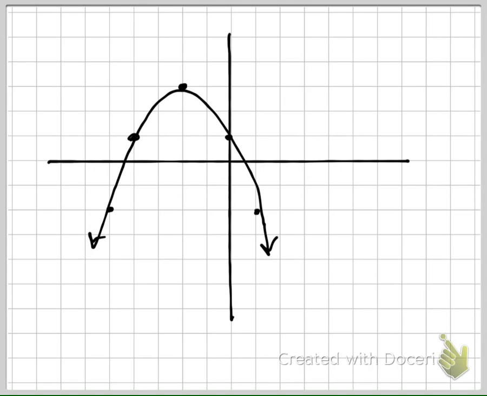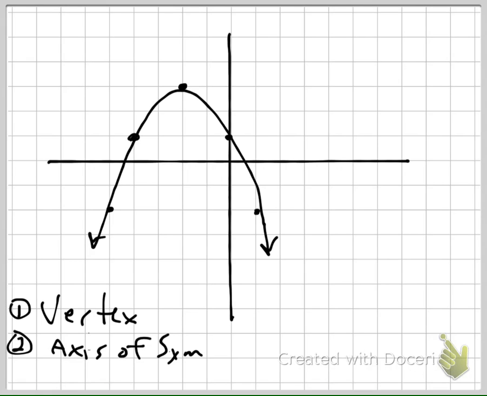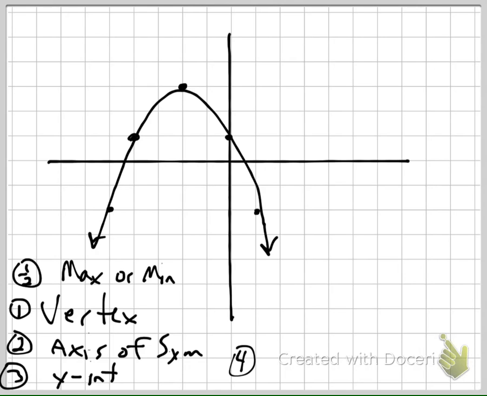Again, I'm not drawing it very well. Here's your little miniature quiz here. I want you to tell me the vertex. I want you to tell me the axis of symmetry. And I want you to tell me the y-intercept. Okay, the 1/2 question is, is there a maximum or a minimum? Oh, and then number 4, I want you to tell me the domain. And number 5, I want you to tell me the range.